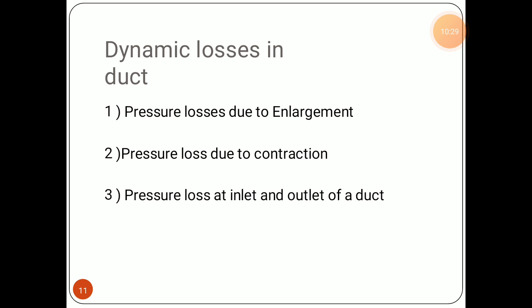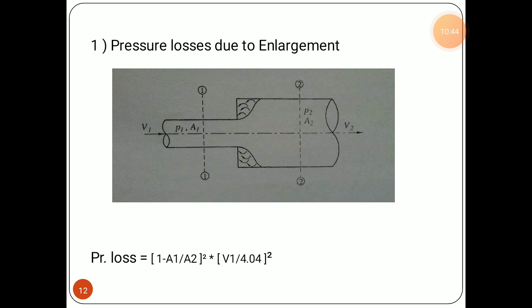Dynamic losses in duct. First one, pressure losses due to enlargement. Second, pressure losses due to contraction. Third, pressure losses at inlet and outlet of duct. This figure indicates pressure loss due to enlargement.